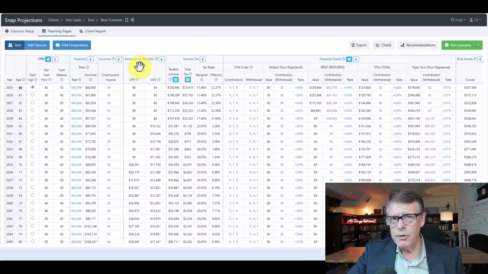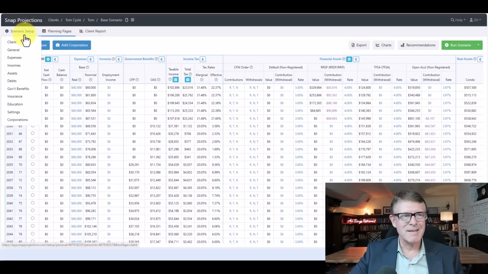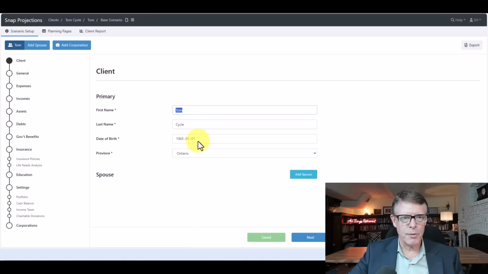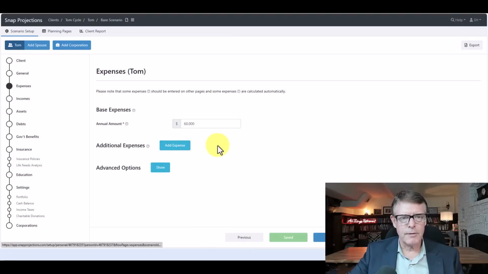Okay, I'm going to introduce you to Tom Cycle. He's got a great last name. I love cycling, and the fact that he's got the last name Cycle is pretty awesome. So let's take a look at the main factors here for Tom. Tom's birth date is 65. We're going to use 2025 as the start date for his retirement, and Tom lives in Ontario, so we're going to apply Ontario tax rates. His goal is $60,000 per year of after-tax income, basically $5,000 a month net of tax.